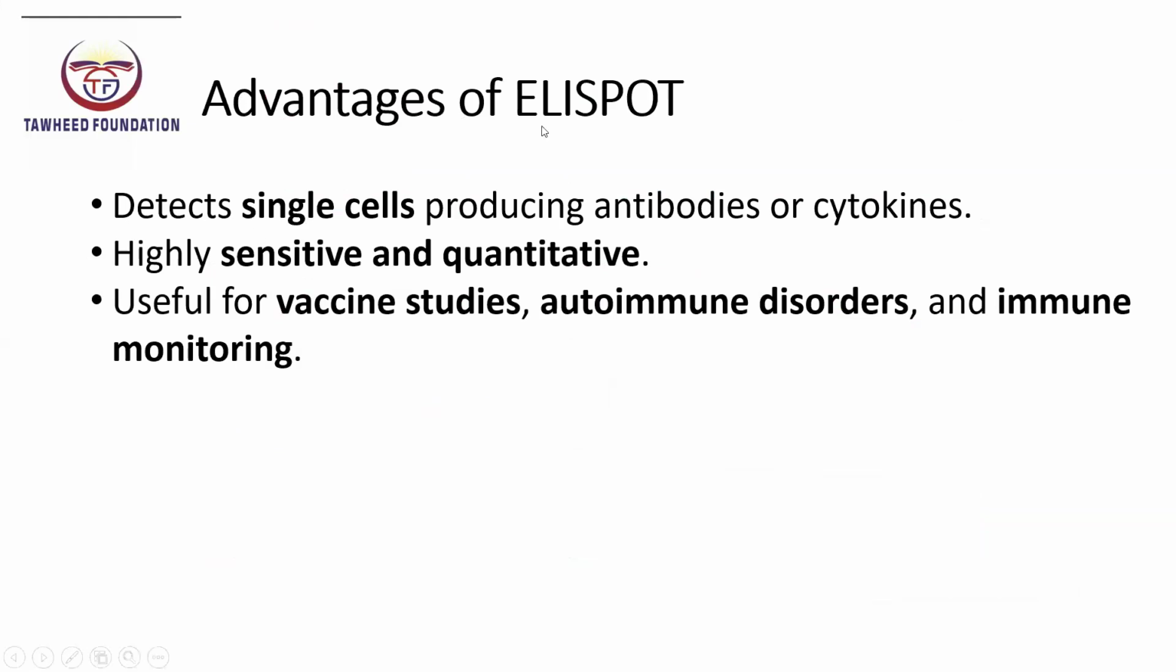Next is advantages of ELISpot. It detects single cells producing antibodies or cytokines. It is highly sensitive and quantitative, valuable in vaccine studies, autoimmune disease research, and immune monitoring. So these are the three advantages. It detects single cells producing antibodies or cytokines. It is highly sensitive and quantitative, and it is useful for vaccine studies, autoimmune disorders, and immune monitoring.